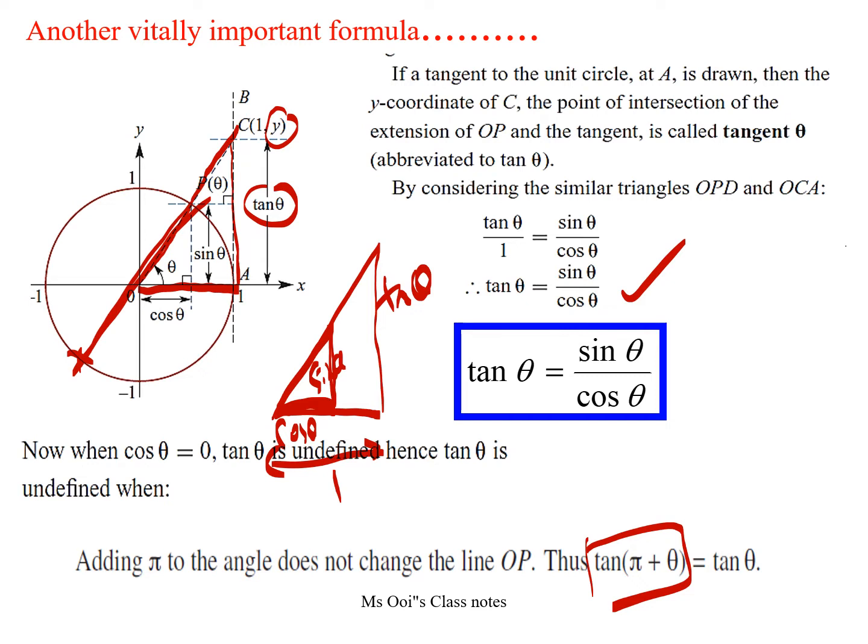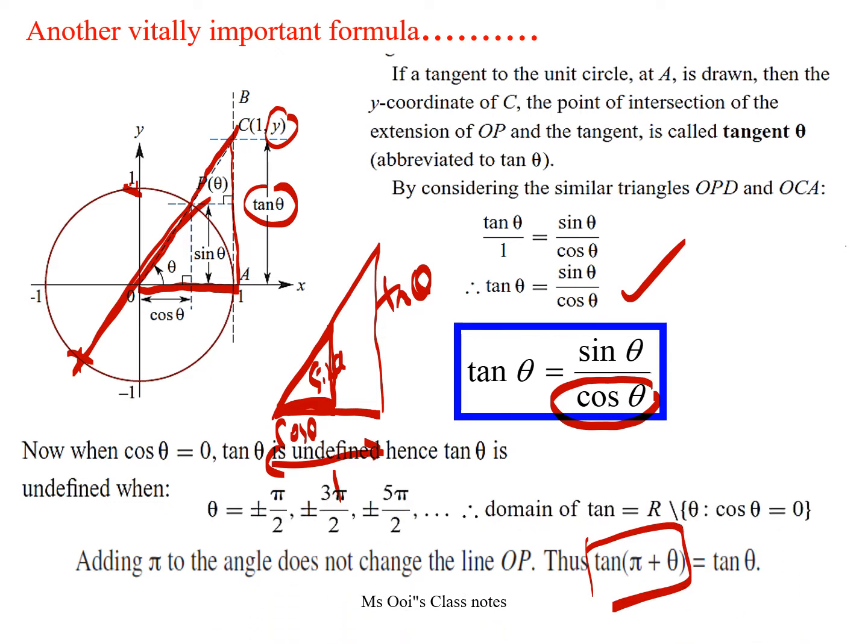The other important point: if we look at tangent theta, notice that when cos theta is equal to 0, what will happen to tangent theta? Well, I can hear you saying that tangent theta will be undefined. That's correct. And we know that cos theta is equal to 0 at pi over 2 and at 3 pi over 2. And of course it doesn't just stop there, keep going around to the next cycle, which is 5 pi over 2. And of course, you can look at it in the negative direction: negative pi over 2, negative 3 pi over 2, and negative 5 pi over 2. So the domain of tangent theta is all the real numbers except plus or minus pi over 2, plus or minus 3 pi over 2, plus or minus 5 pi over 2, and so on.